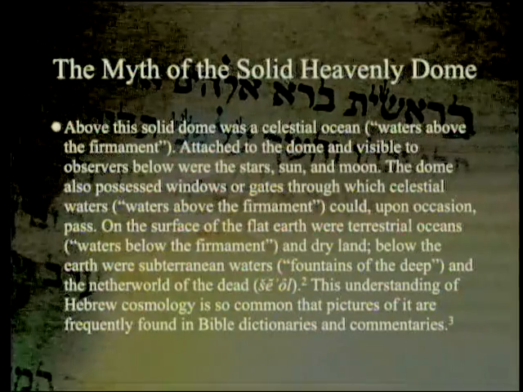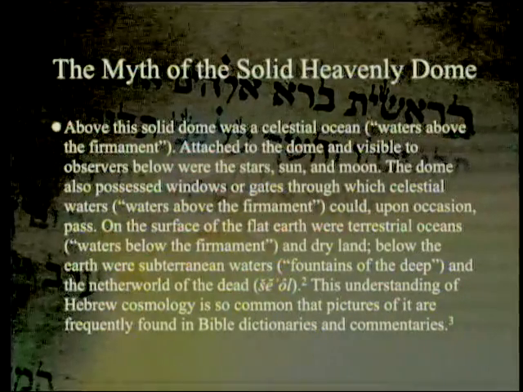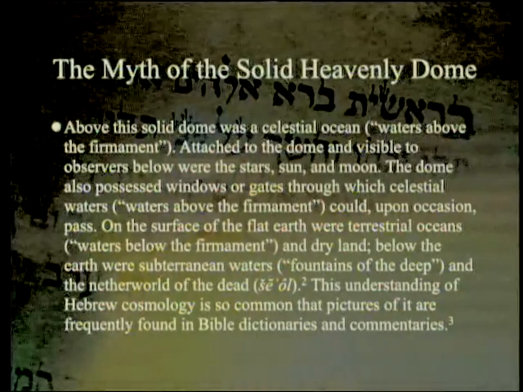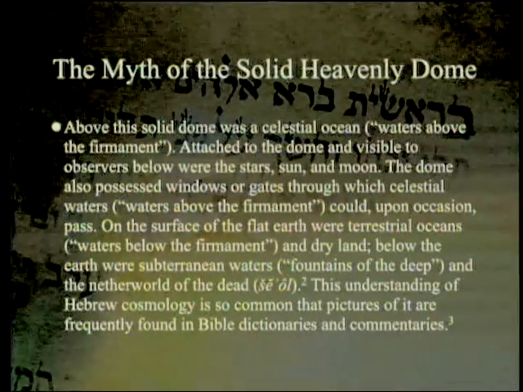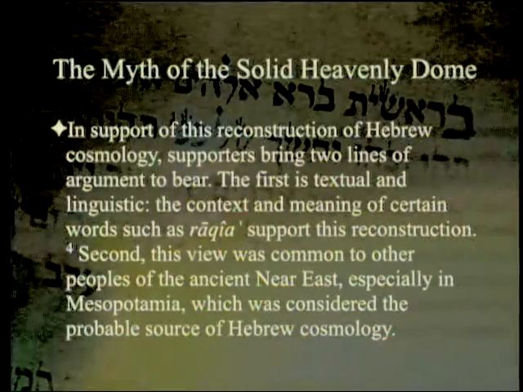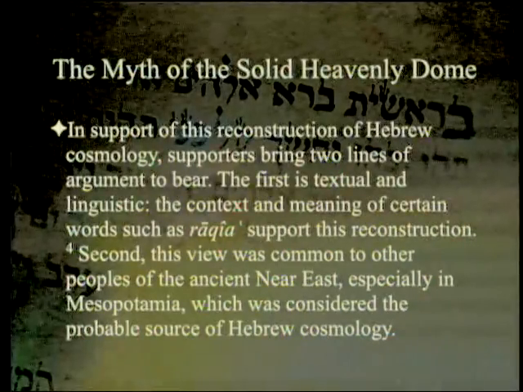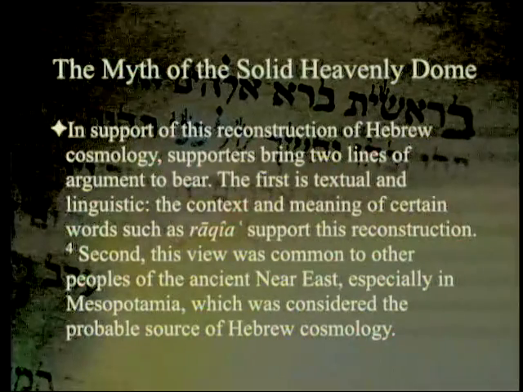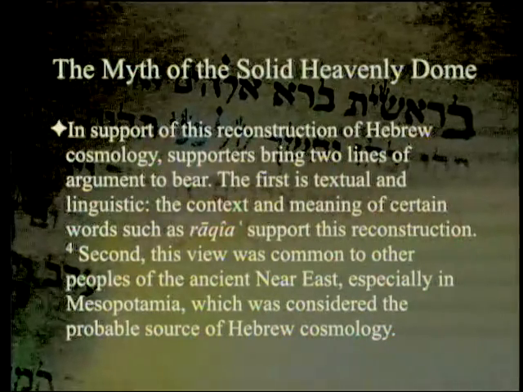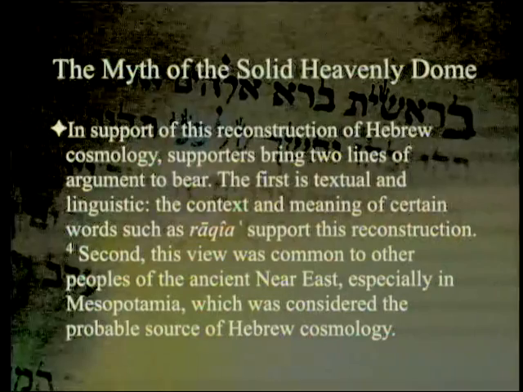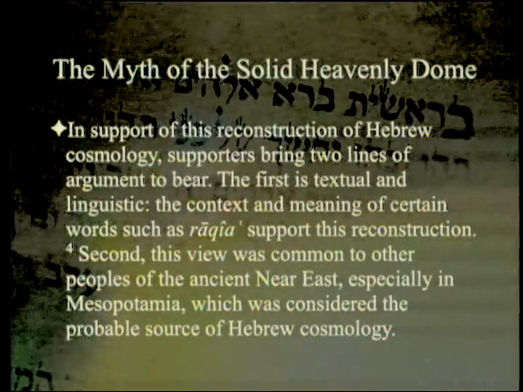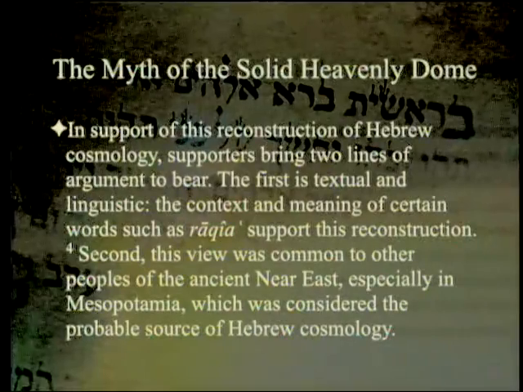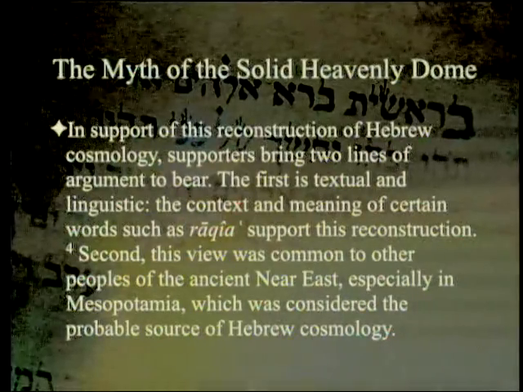This understanding of Hebrew cosmology is so common that pictures of it are frequently found in Bible dictionaries and commentaries, and we saw one of those pictures last week. In fact, probably the most famous one, the one that always comes up. In support of this reconstruction of Hebrew cosmology, supporters bring two lines of argument to bear. The first is textual and linguistic. The context and meaning of certain words, such as rāqîaḥ, support this reconstruction. At least that's the claim.